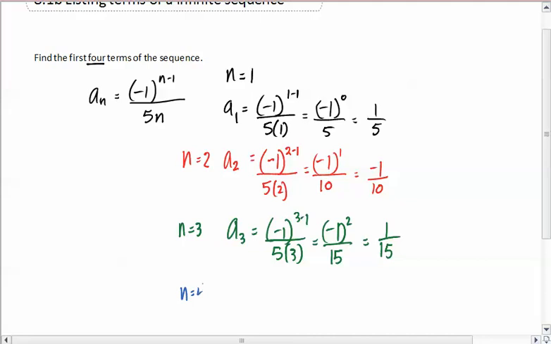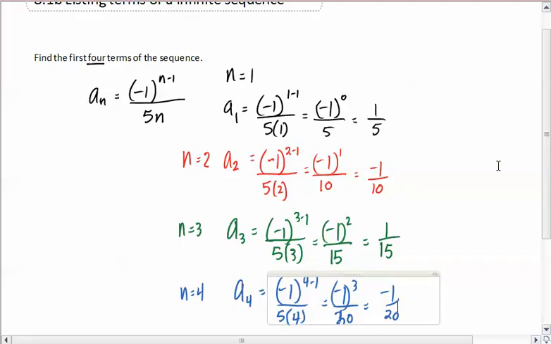For n is 4, we're going to have a sub 4. And there we go. We have negative 1 to the third power over 20. So we have negative 1/20. Alright, so there are our terms of this infinite sequence.